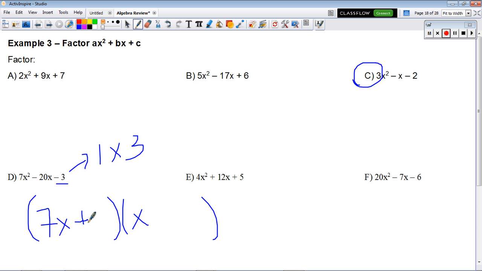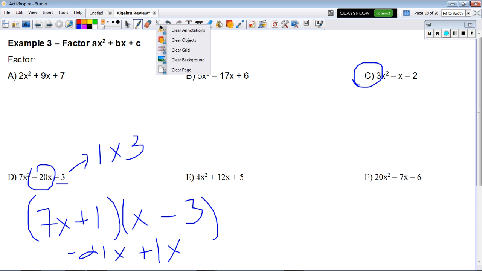So I'm going to try here like a plus 1 and a minus 3. And I'm going to see if that gets me somewhere. So when I go to do this, 7x times negative 3 would be negative 21x. 1 times x would be positive 1x. And when you put those together, that would equal negative 20x. So that's the answer for part D.